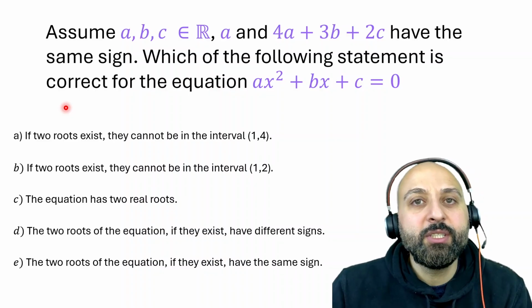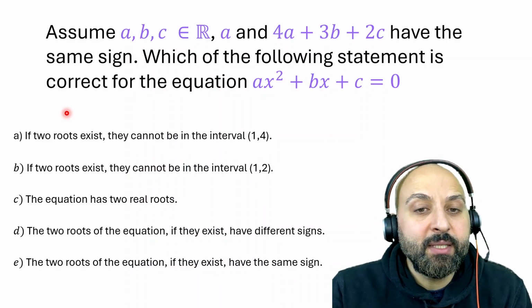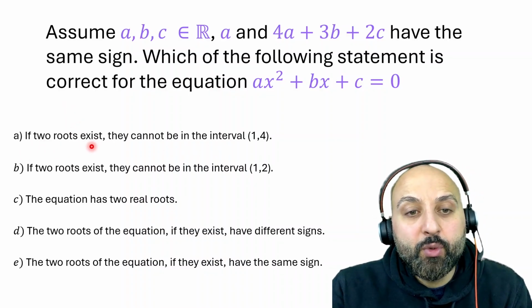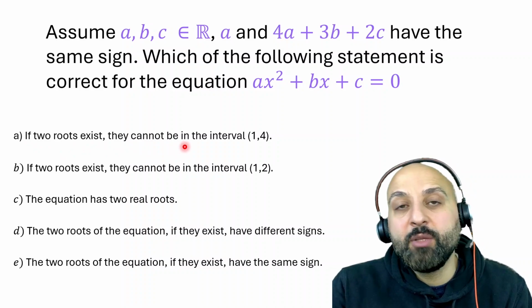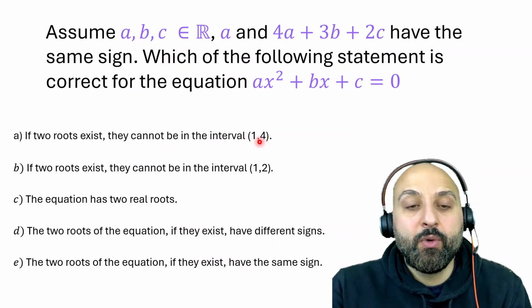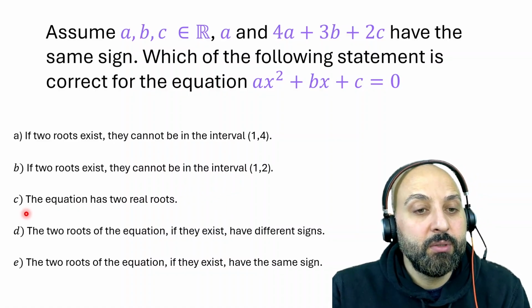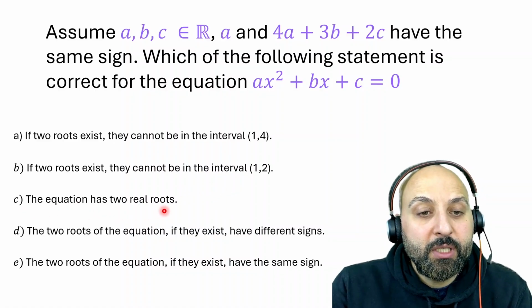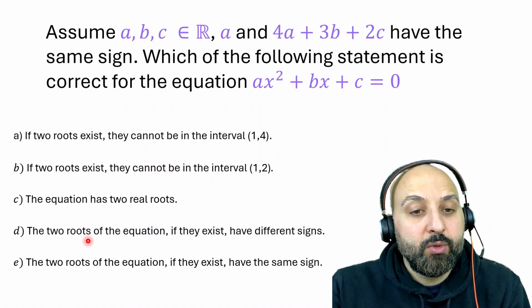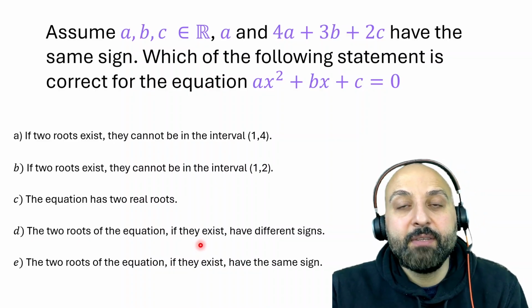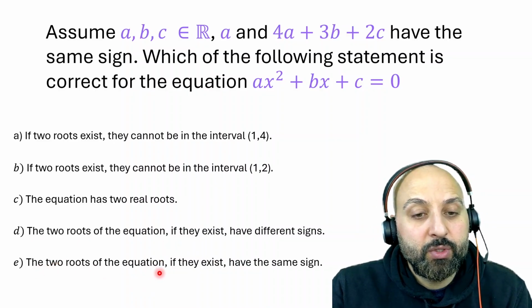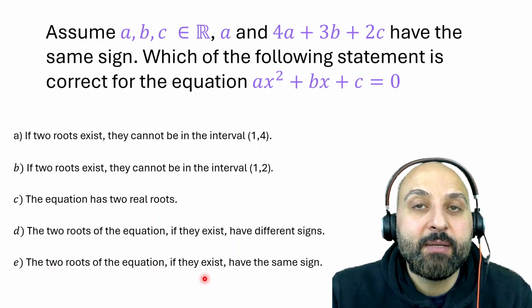In the exam, the question was actually a multiple choice exercise. So these are the options. If two roots exist, they cannot be in the interval between 1 and 4. If two roots exist, they cannot be in the interval between 1 and 2. The equation has two real roots. The two roots of the equation, if they exist, have different signs, and the two roots of the equation, if they exist, have the same sign.